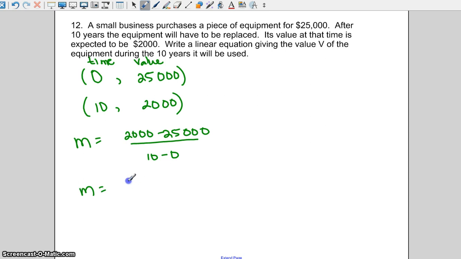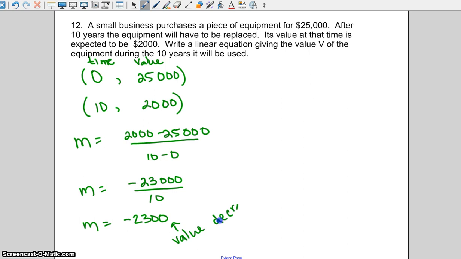So the slope is negative 23,000 divided by 10, and so the slope is negative 2,300. That tells you that the value decreases by $2,300 each year. That's literally what the slope means.